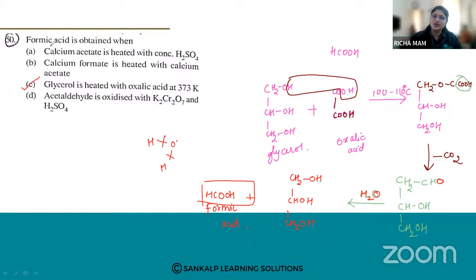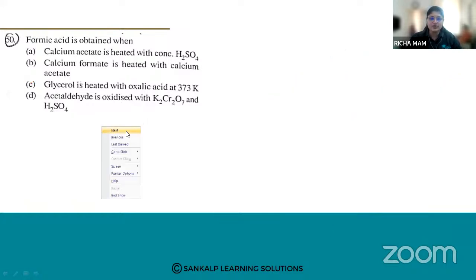So formic acid, how is it obtained? It is obtained when you heat glycerol with oxalic acid. Okay, so let us go for the next one.